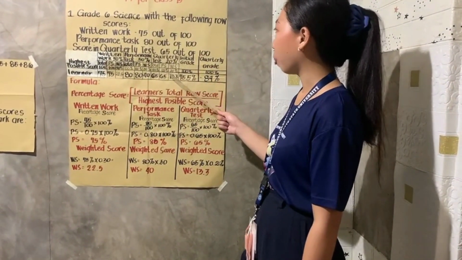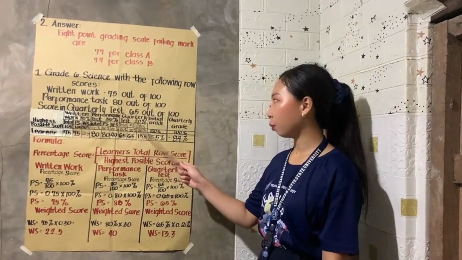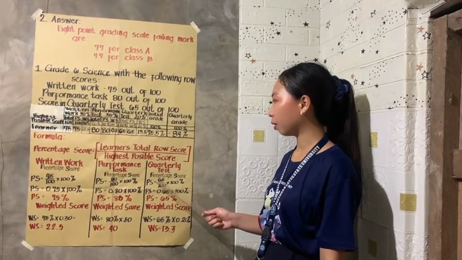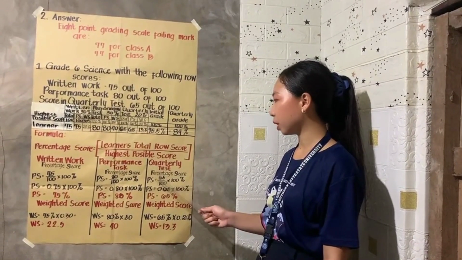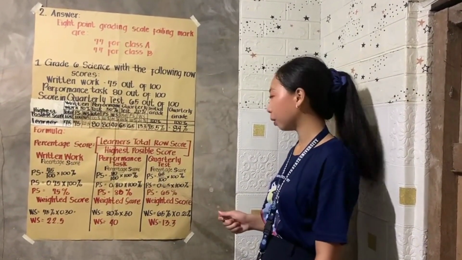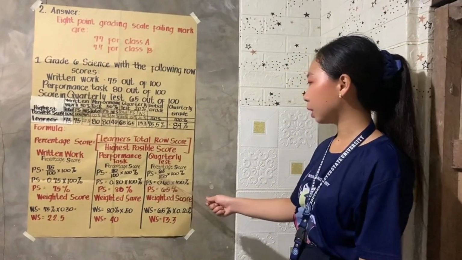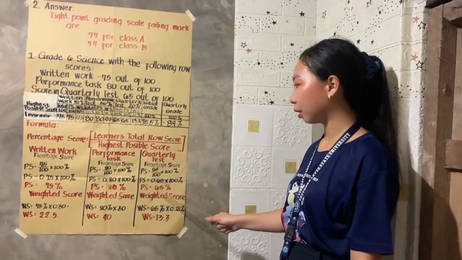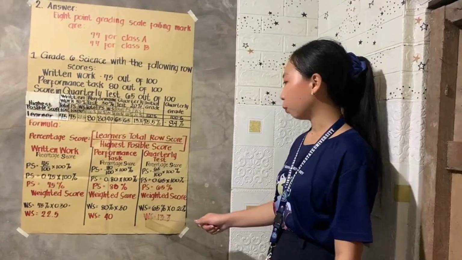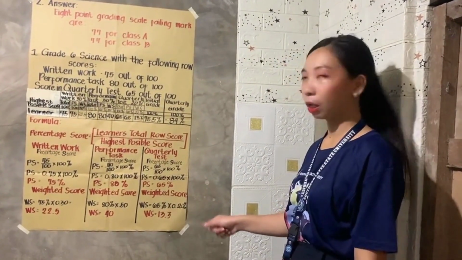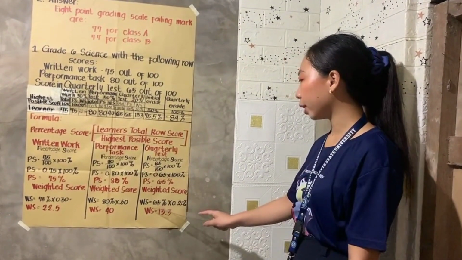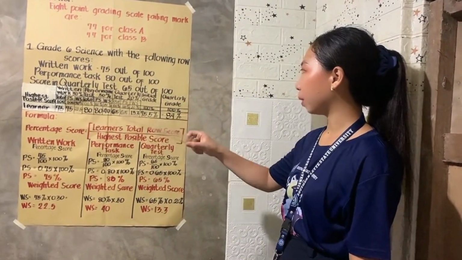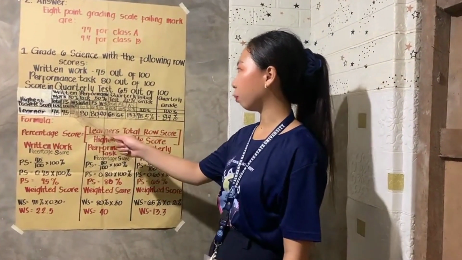And for the quarterly test, that would be 20%. So in getting the percentage score, 65 out of 100. So 65 divided by 100 multiplied by 100%. So that would be 0.65 times 100. That would be 65%. And getting the weighted score, that would be 65% multiplied by 0.20. The weighted score is 13.